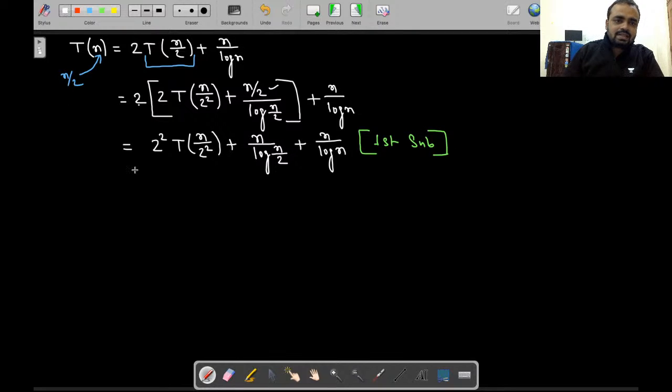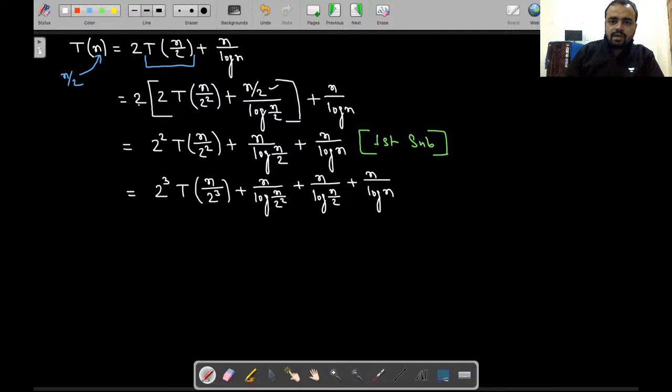Similarly, in the second substitution, what will you get? You will get 2 to the power 3 T of n by 2 to the power 3, plus n by log of n by 2 square, plus n by log of n by 2, plus n by log of n. These things you will get in the second substitution. Clear?